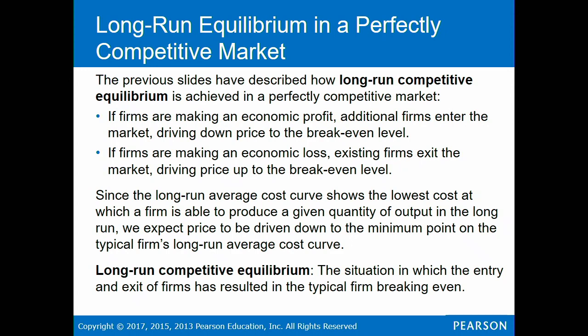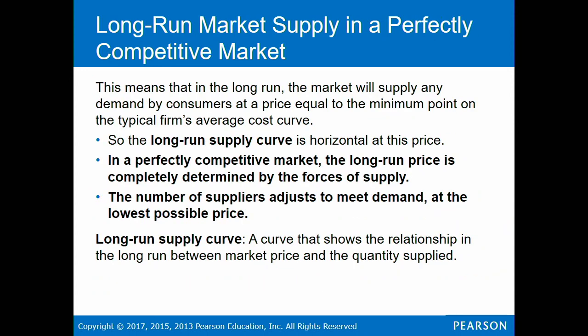That's the extent, that's the end of competition in this perfectly competitive market. That's what we're moving towards. So when we're looking at the long run, when we have firms entering and exiting the market, shifting the supply curves for the market overall, the market is going to end up supplying demand by consumers at a price equal to the typical firm's average cost curve.